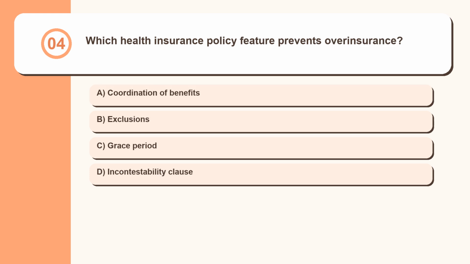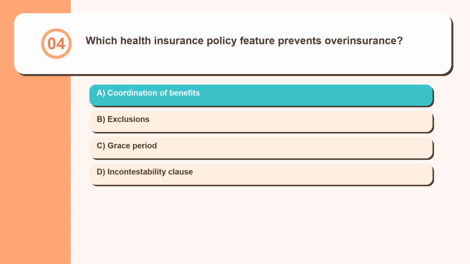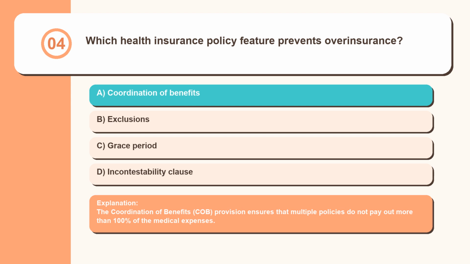Question 4. Which health insurance policy feature prevents overinsurance? Coordination of benefits, exclusions, grace period, incontestability clause. The coordination of benefits, COB, provision ensures that multiple policies do not pay out more than 100% of the medical expenses.